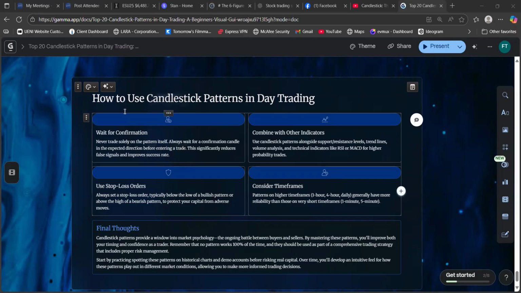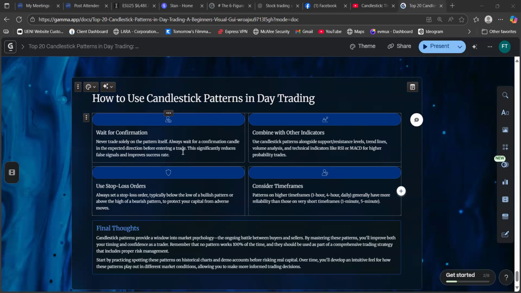How to use candlestick patterns in day trading: you wait for the confirmation. Never trade solely on the pattern itself. I want you to remember that. Just because you see a bullish engulfing or a bearish engulfing, an evening star or a morning star, doesn't mean get in the market. That's just one confirmation out of a few confirmations you're going to need. Always wait for the confirmation candle in the expected direction before entering a trade.